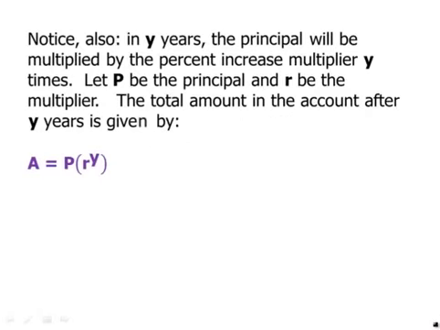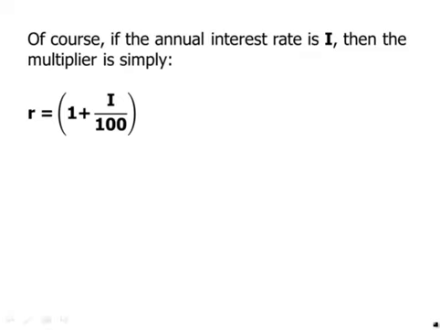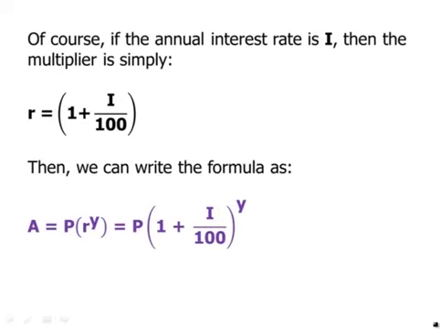Also notice, in y years, the principal will be multiplied by the percent increase multiplier y times. Let P be the principal and R be the multiplier. Then the total amount in the account after y years is P times the multiplier to the power of y. We can even be a little more formal about this. Of course, if the annual percentage interest rate is I, then for the multiplier, we change the interest to a decimal, that is divide by 100, and then add 1. That's how we get a percentage increase. So that's the multiplier for an I% increase. And of course, we're going to be multiplying by that y times.